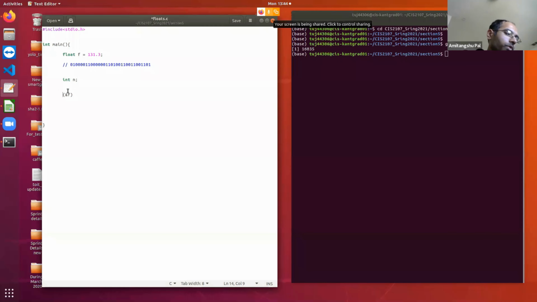Now, if I convert this from floating point pointer to integer pointer, then I'm going to get an integer pointer that points to this location where the bit pattern is stored. Clear? If I put a star before this, that means I'm going to get the value pointed to by this pointer, right? So star of this is going to give me the value in an integer format. So basically this value I can store in n.